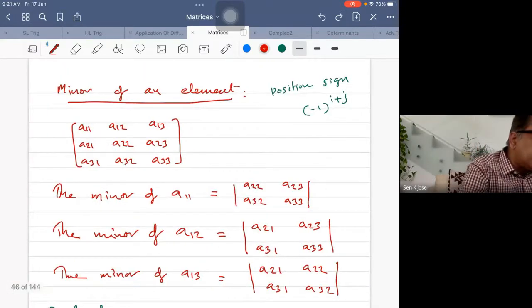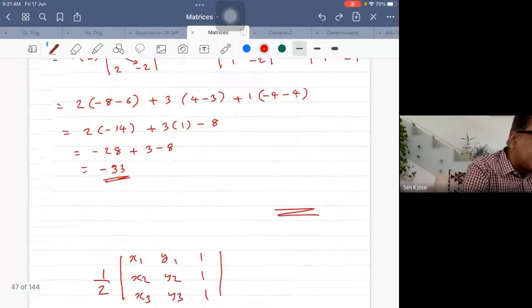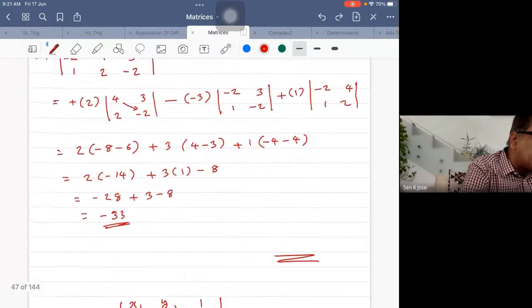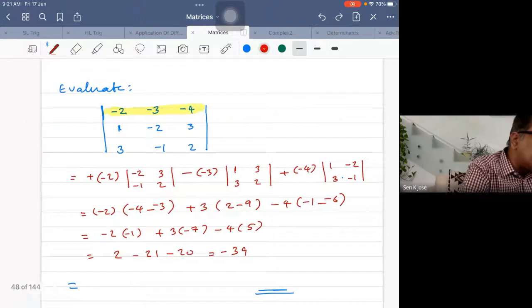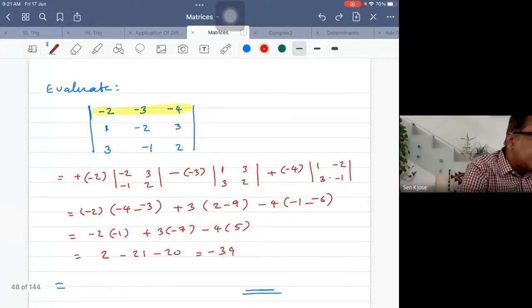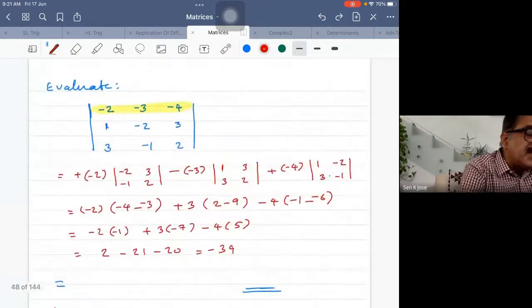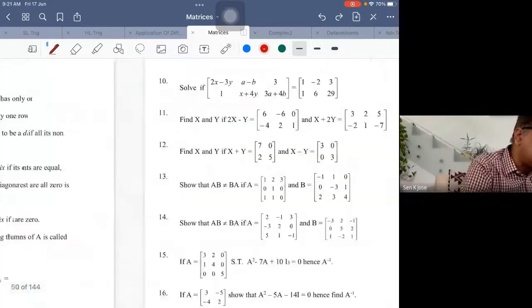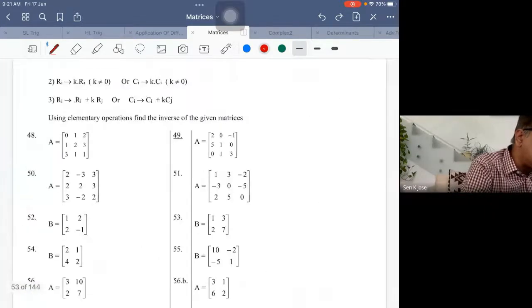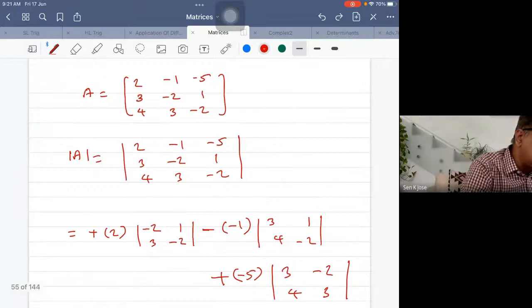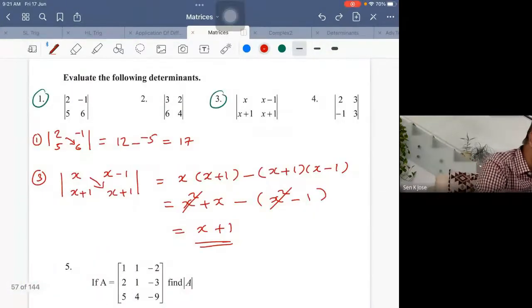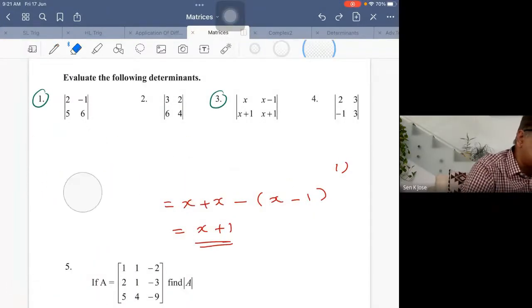We were talking about this determinant. We did these questions last time. We tried to expand some determinants, if you remember. I think that is the last question we did, evaluating a determinant. I hope all of you remember, okay? I'm going to do some more questions on determinants and then the applications of it.